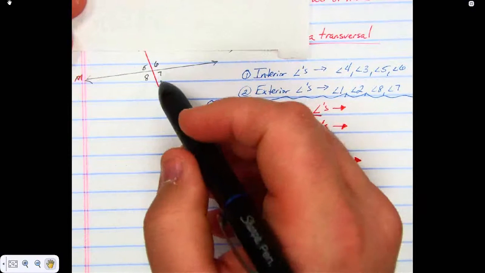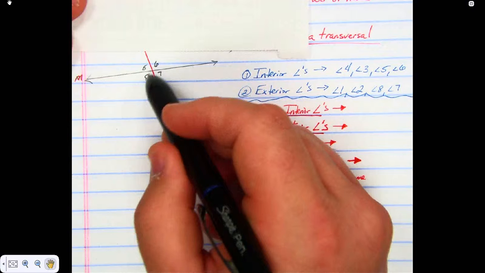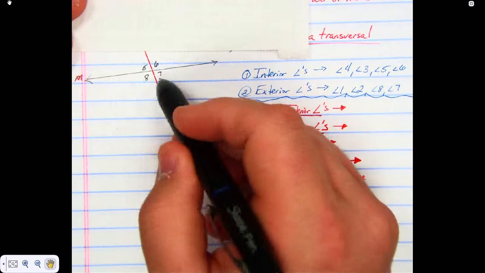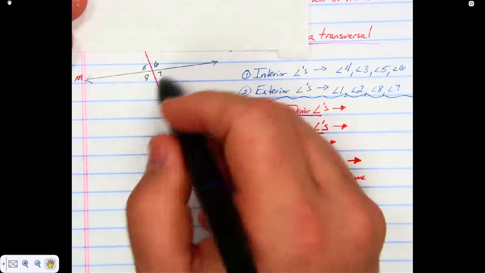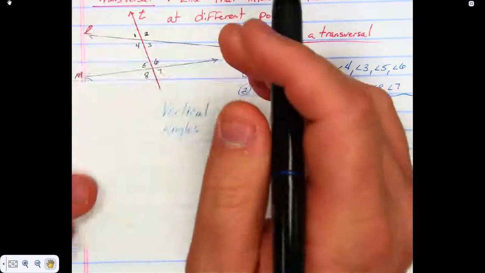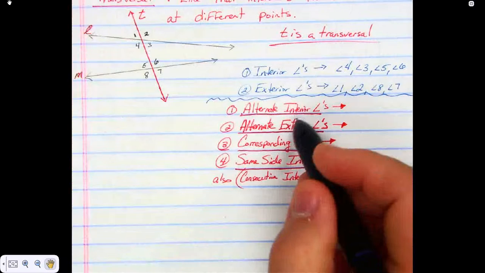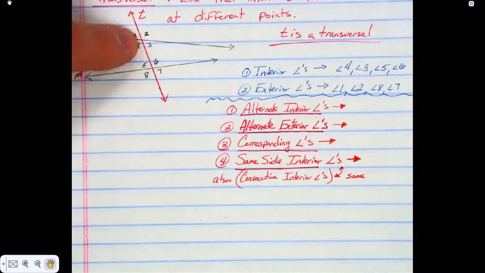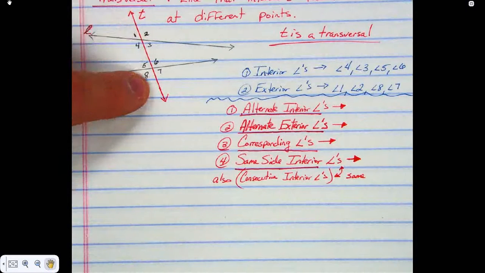Which ones are vertical angles? 5 and 7, 6 and 8. So we already have things that relate these, this little pot of four separate from the other. You know what all these do? Relate angles from up here to angles down here.